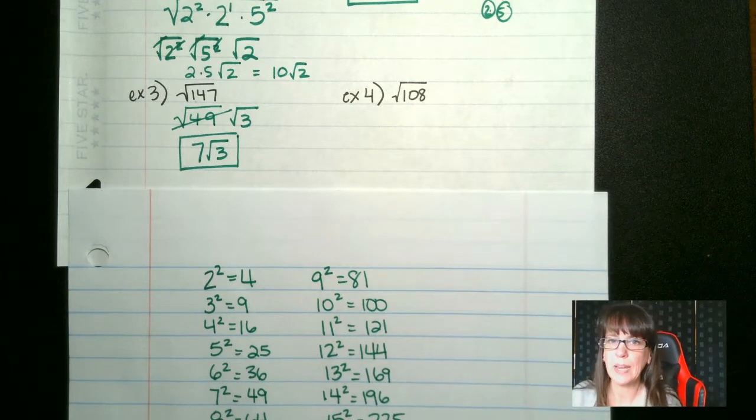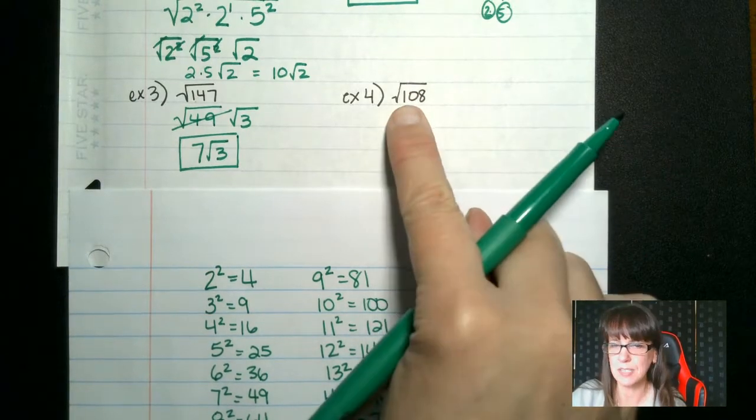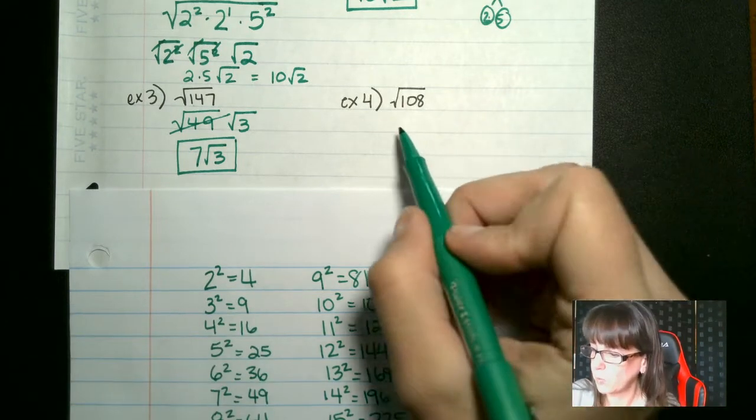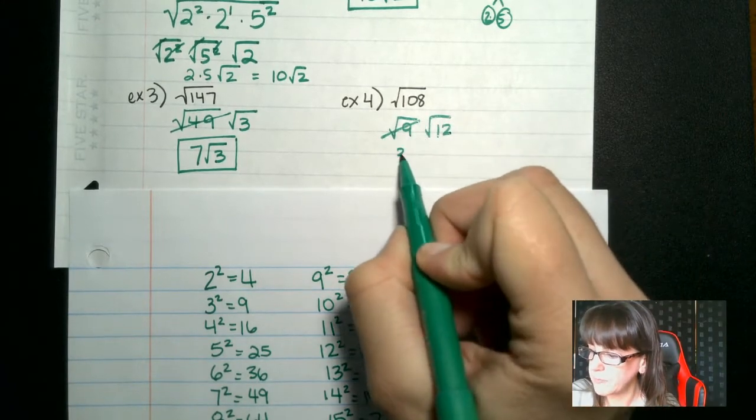108. So 108, 1 plus 0 plus 8 is 9. Does 9 go into 9? Yes. So 9 is also going to go into this number. I want to show you what happens. If we do 108 divided by 9, we get 12. So we get root 9, root 12. The square root of 9 we know is 3. So we have 3 root 12.